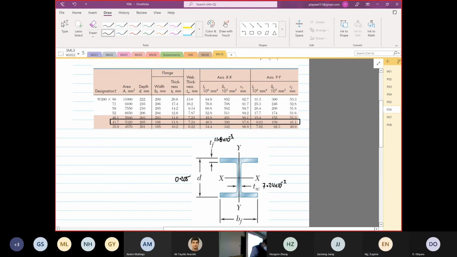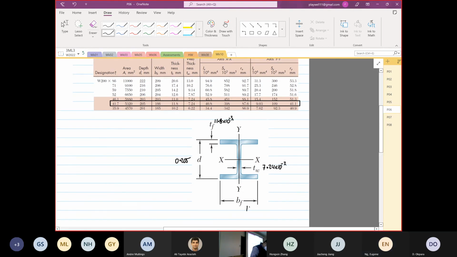Our BF is 166, or 0.166. Then our Ixx is equal to 40.8. Our Iyy is equal to 9.03. And then our area is equal to 5320 times 10 to the power minus 6 meters squared. Okay, we have everything now. These are the information that are needed from this table.